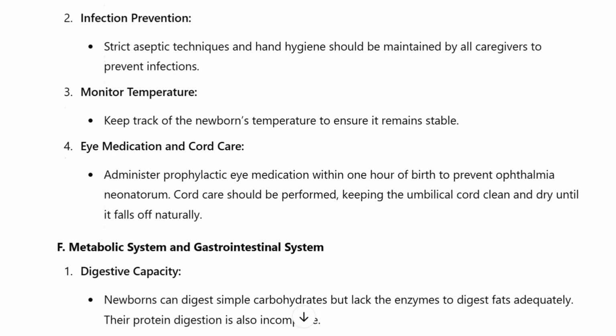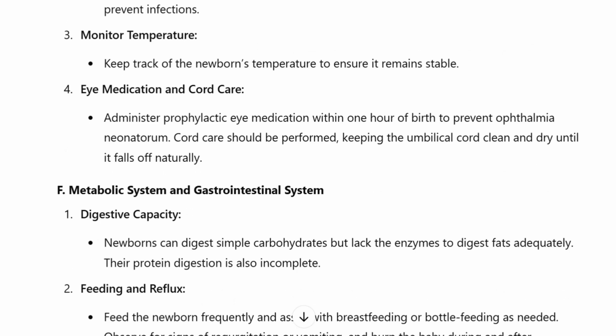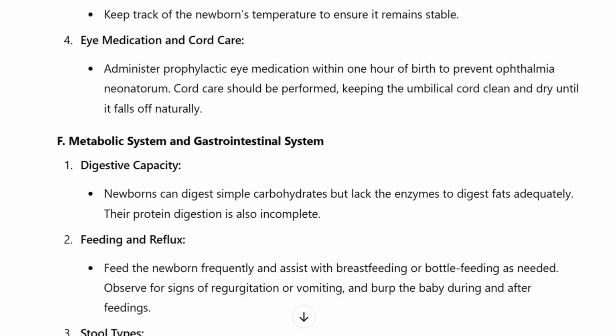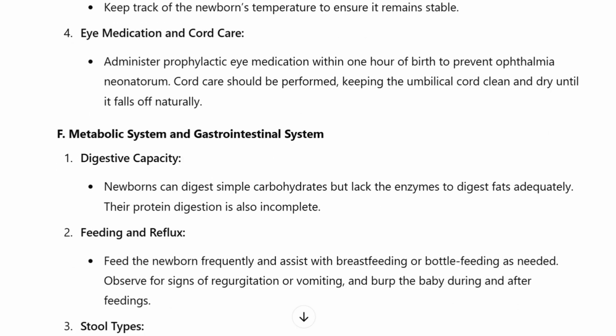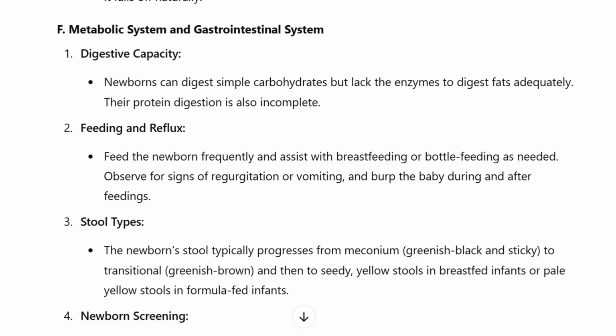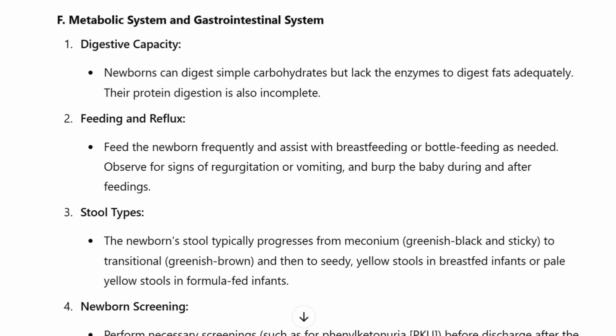3. Monitor temperature. Keep track of the newborn's temperature to ensure it remains stable. 4. Eye medication and cord care. Administer prophylactic eye medication within 1 hour of birth to prevent ophthalmia neonatorum. Cord care should be performed, keeping the umbilical cord clean and dry until it falls off naturally. F. Metabolic system and gastrointestinal system. 1. Digestive capacity. Newborns can digest simple carbohydrates but lack the enzymes to digest fats adequately.